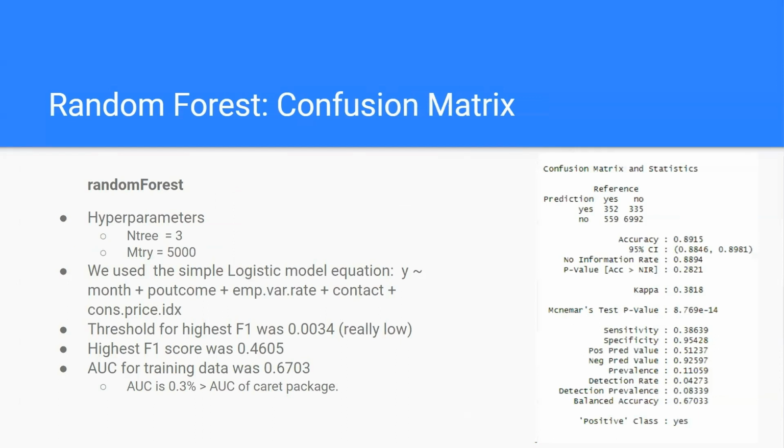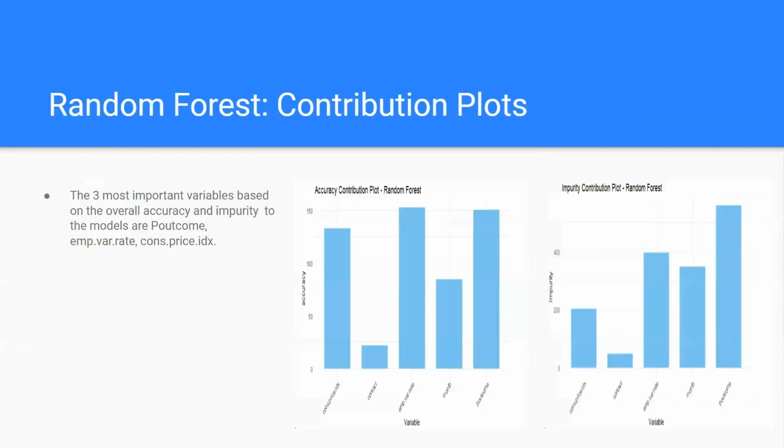Next, we looked at the randomForest package, where we selected our hyperparameters. For ntree, we chose about 5,000 iterations, and for mtry, we chose 3. We also used the simple logistic equation for our model. We got a threshold for the highest F1 score of about 3.4%, and the highest F1 score was about 46.05%. The AUC for our training data was about 67.03%, which was about 0.3% higher than the caret package. So we decided to use this randomForest package for our random forest model.